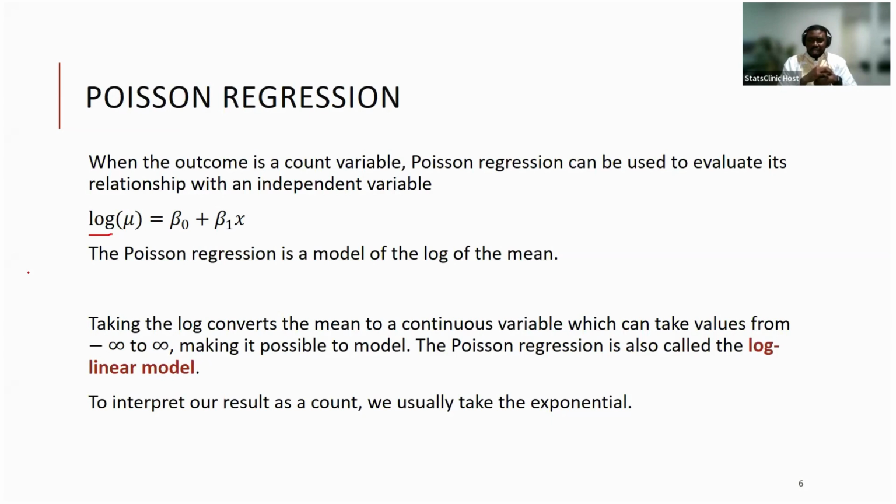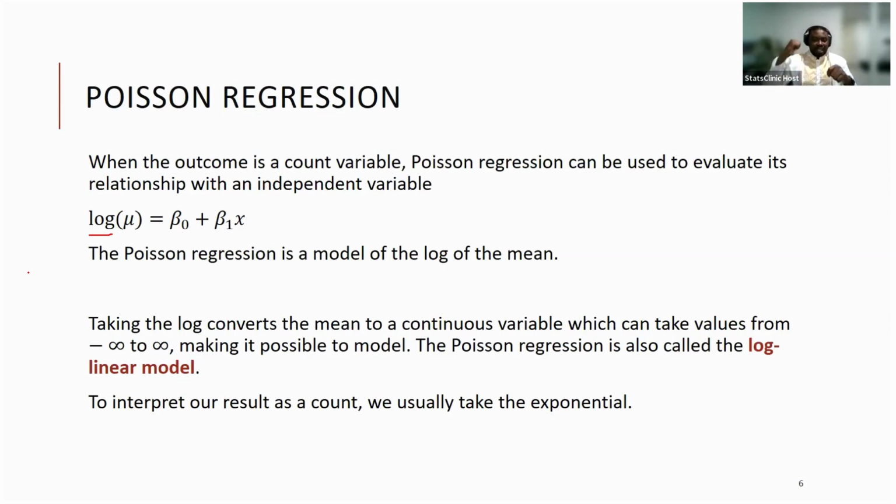Or you might have how many people are in this class today? So it's either one person or 50 people or 51 people. It's not 50.2, right? So if you have a count variable, it is very important to know what the count variable is so that you know when to correctly apply this method. If you have a count variable, then you use a Poisson regression. And the Poisson regression is a model of the log of the mean.